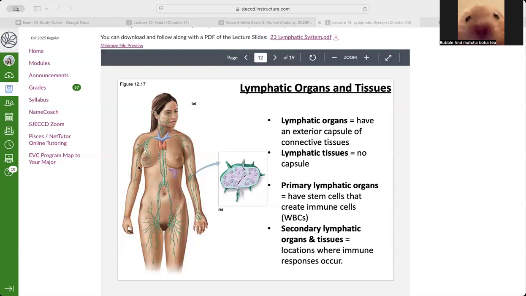Okay, so the primary lymphatic organs are the ones that make the white blood cells. The secondary ones are where immune responses occur, like lymph nodes, spleen, and lymphatic nodules. That's where they occur.